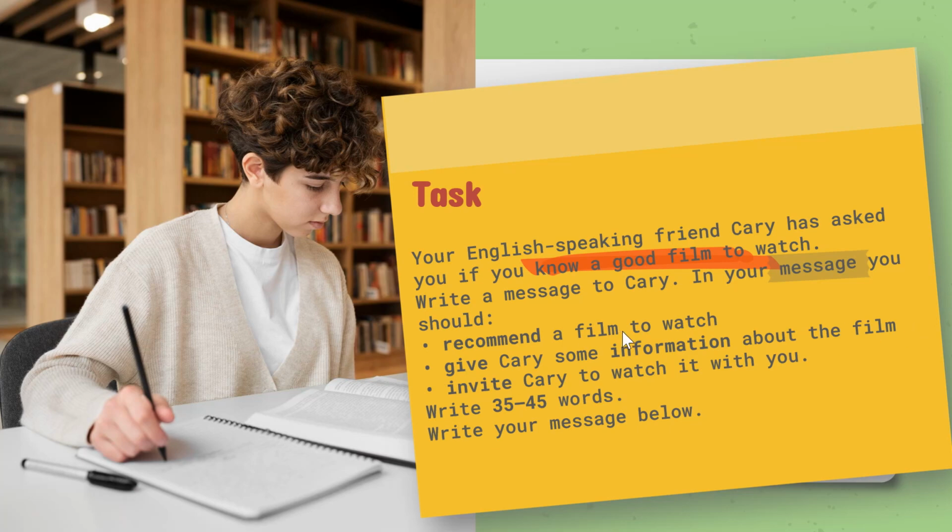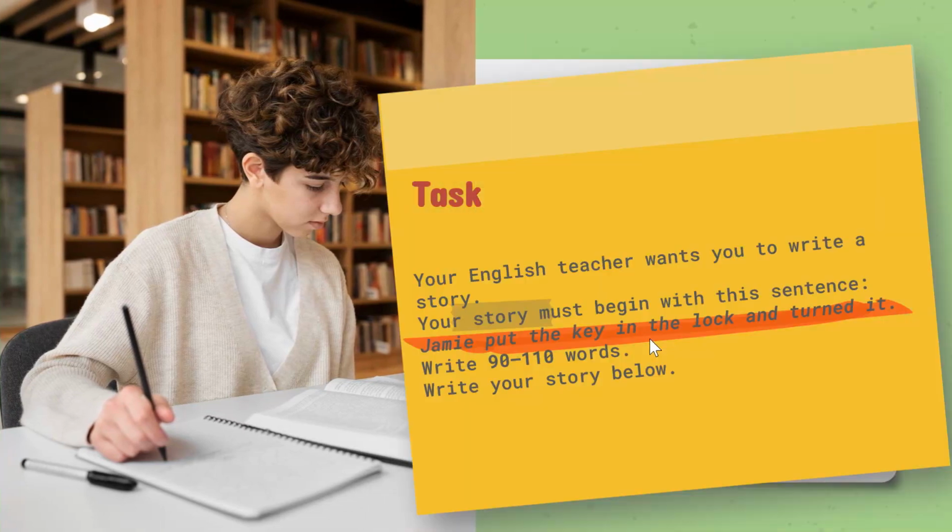Another task, if you want, is a story. Your English teacher wants you to write a story. Your story must begin with this sentence: "Jamie put the key in the lock and turned it." Write 90 to 110 words. Write your story below. These are the questions that you might face in the exam. They want you to write a story.